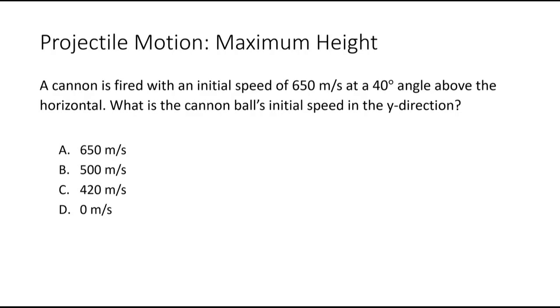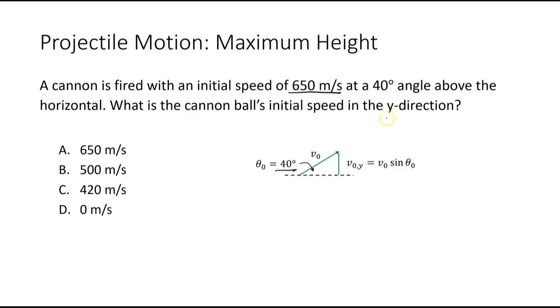Okay, so to answer this question, I would go ahead and sketch it out. So first of all, we want to sketch out the velocity vector, the initial velocity vector, v naught, which we know is going to have a speed or a magnitude of 650 meters per second and a launch angle of 40 degrees here. All right, then we could sketch in the x and y components of the velocity.